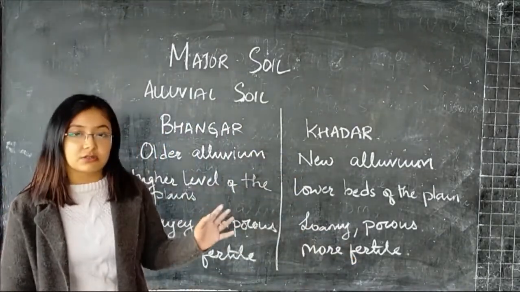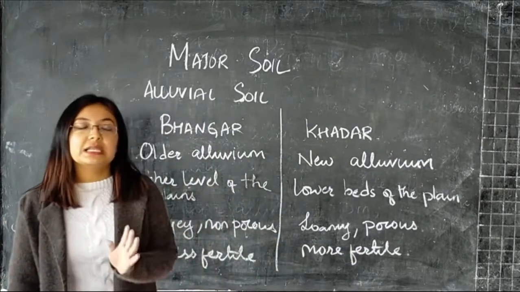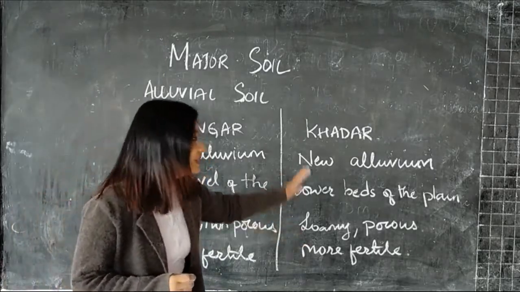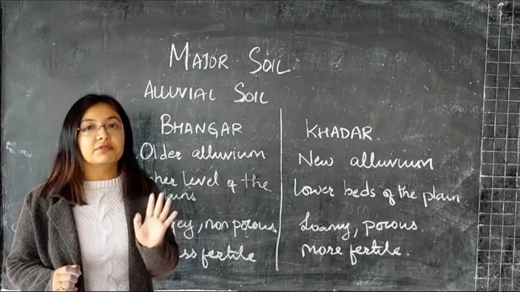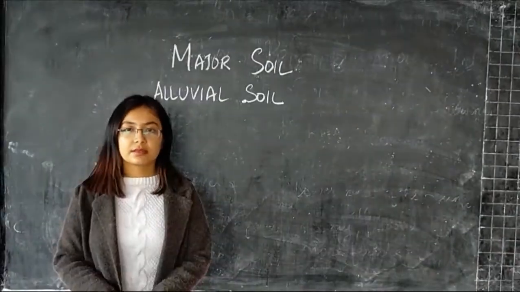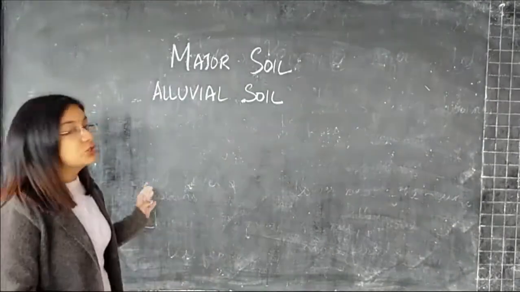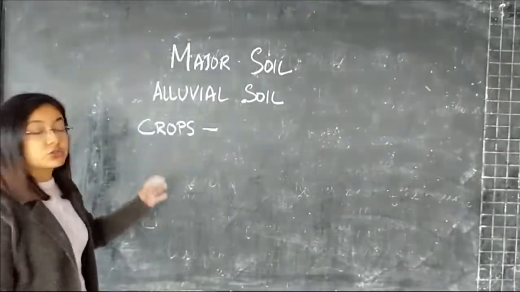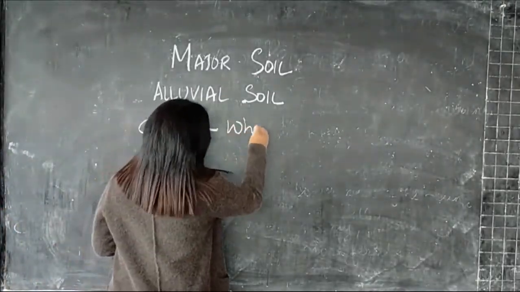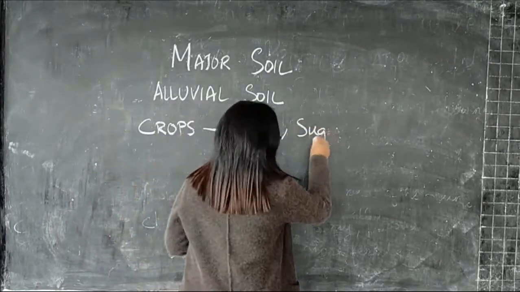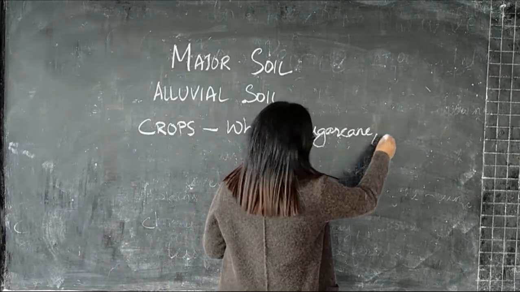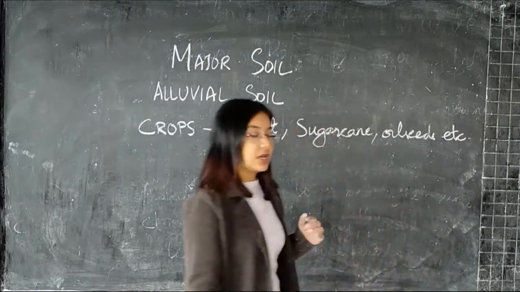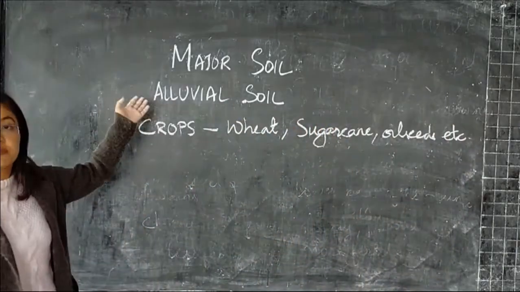Khadar soil is more fertile basically because it is replenished every year. That means new soil is deposited every year in case of the khadar soil, making it more fertile. Now let us talk about the major crops grown in alluvial soil. The major crops include wheat, sugarcane, oilseeds, etc. So these are included as the major crops in case of alluvial soil.